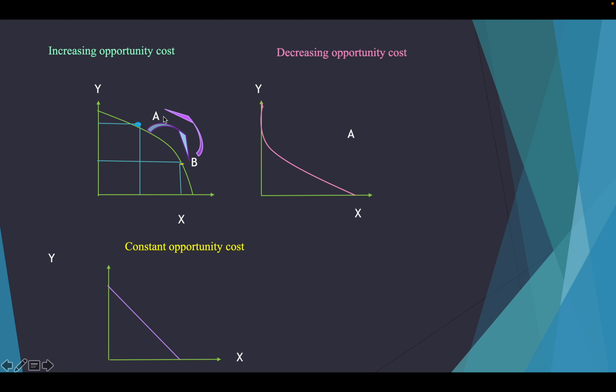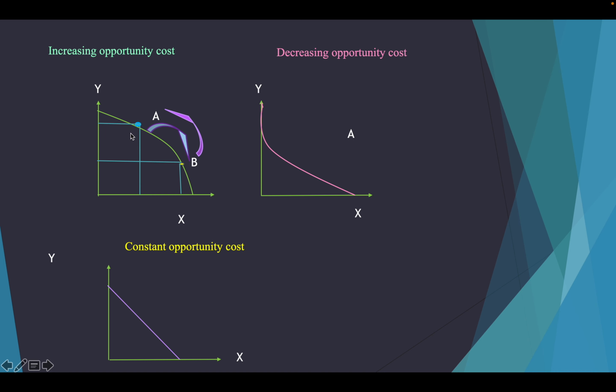Then increasing opportunity cost. Increasing opportunity cost means when you make a selection, you have to sacrifice the other selection. At each and every point on the PPC, there is an increasing opportunity cost. It is 6, 7, 8, 9 like that. It is increasing. The answer is increasing.